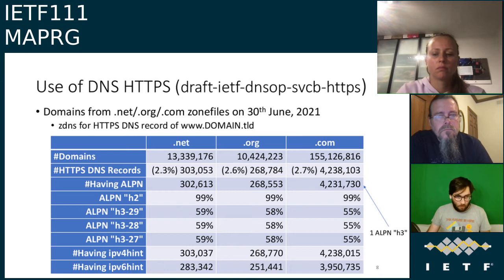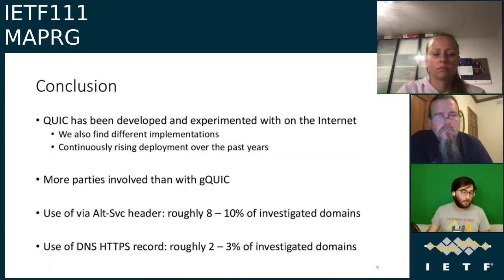So this already brings me to the end. What have you seen? QUIC has been developed and experimented with on the internet quite extensively. We found different implementers and a continuously rising deployment over the past years, and today QUIC version 1 already dominates those versions. There are a lot more parties involved than with gQUIC before, the Google version of QUIC, where we mainly found experiments on the public internet from Google and Akamai.